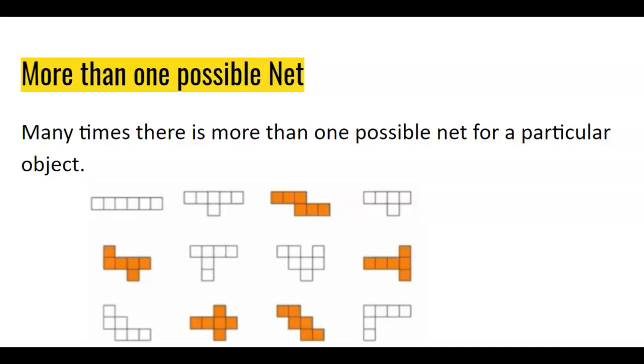Many times there's more than one possible net for an object. If we look at all of these different arrangements, many of them could make a cube, but some of them could not. Some of you have really good spatial intelligence, better than me. Those of you that are artists probably can tell right away which ones will make cubes. Can you see which ones might make a cube and which ones wouldn't?